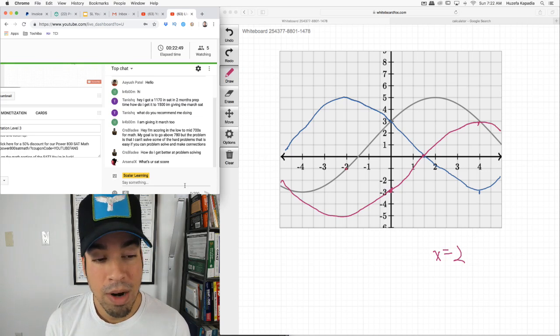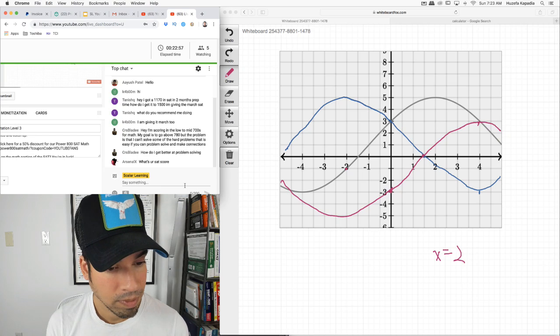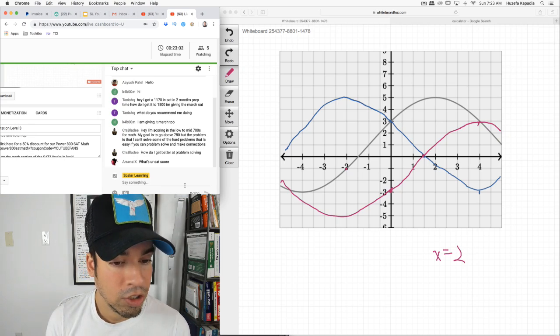I'm planning to take the March one as well, guys. I'm scoring the low to mid 700s for math. My goal is to go above 780. That is easy if you can problem solve and make connections.